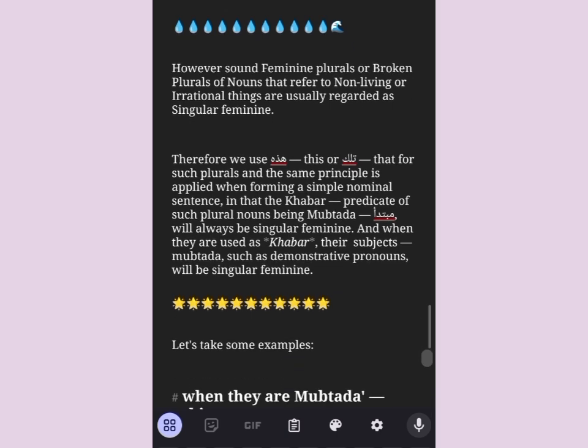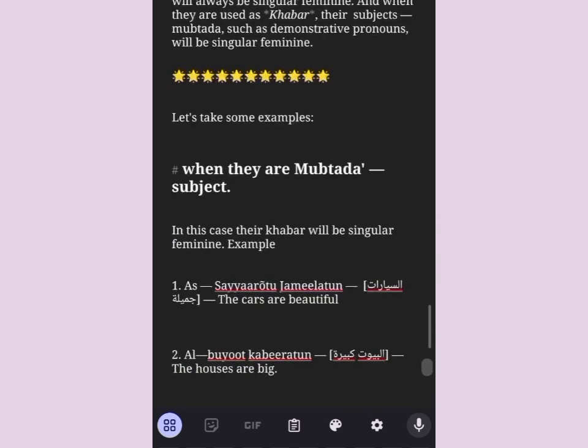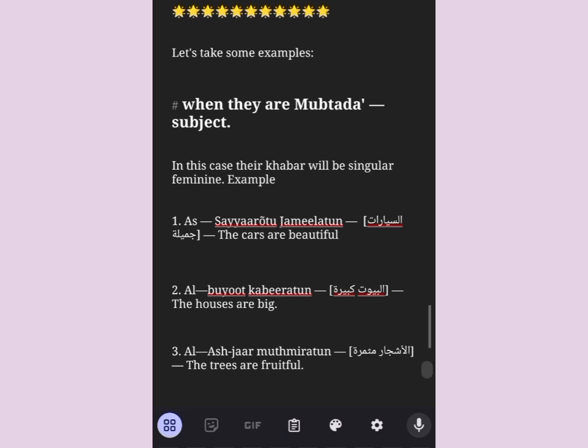So when they are going to work as a mubtada, meaning that they will have a khabar, the khabar will be singular but feminine. If they are serving as khabar, of course, they will have a mubtada in a nominative sentence, jumla ismiyya. You make the mubtada, the subject, be a singular feminine. So what are we talking about? Let's look at some examples. When they are mubtada, their khabar will be singular but feminine.